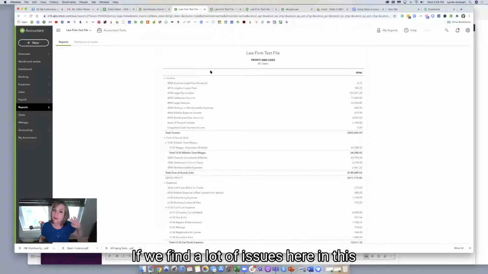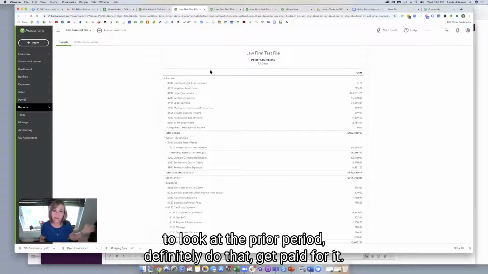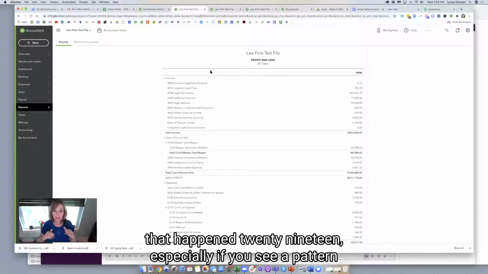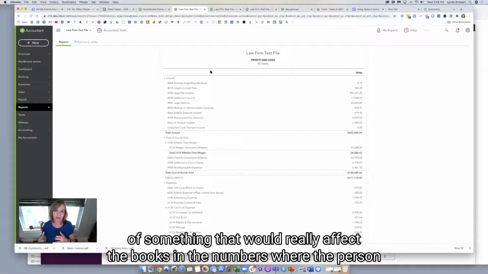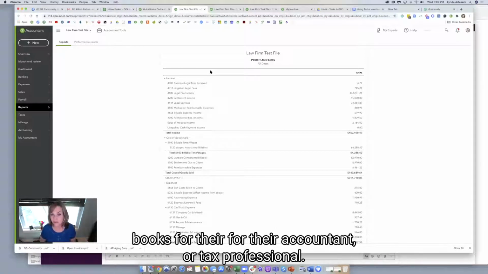If we find a lot of issues in this year, and we have a reason, or they're going to pay us to go back in the scope to look at the prior period, definitely do that, get paid for it. They might require adjustments being made in 2020 for things that happened in 2019, especially if you see a pattern of something that would really affect the books and the numbers, where the person may have paid more on their tax return or less, and they didn't provide accurate books for their accountant and tax professional.